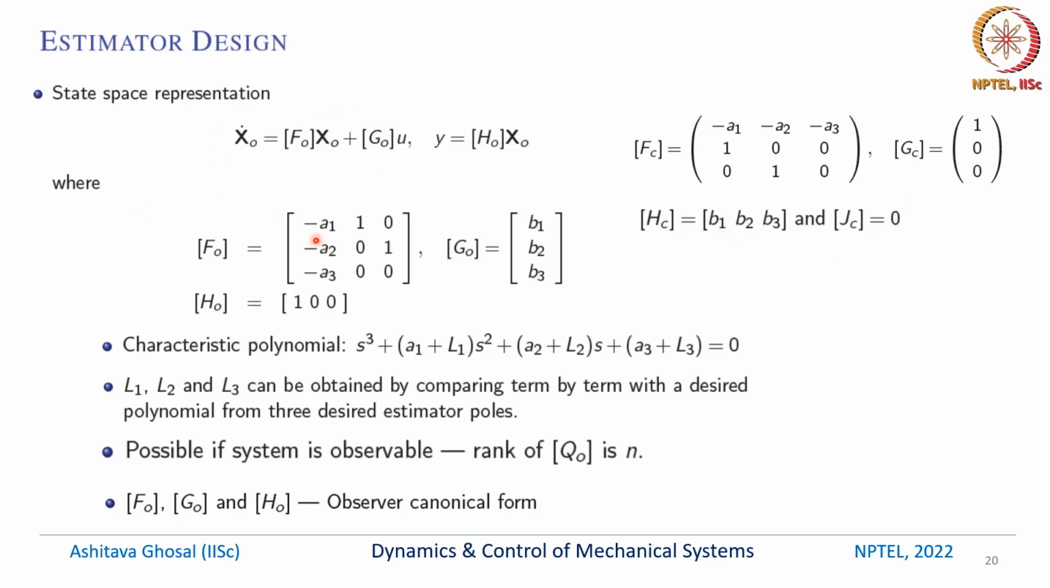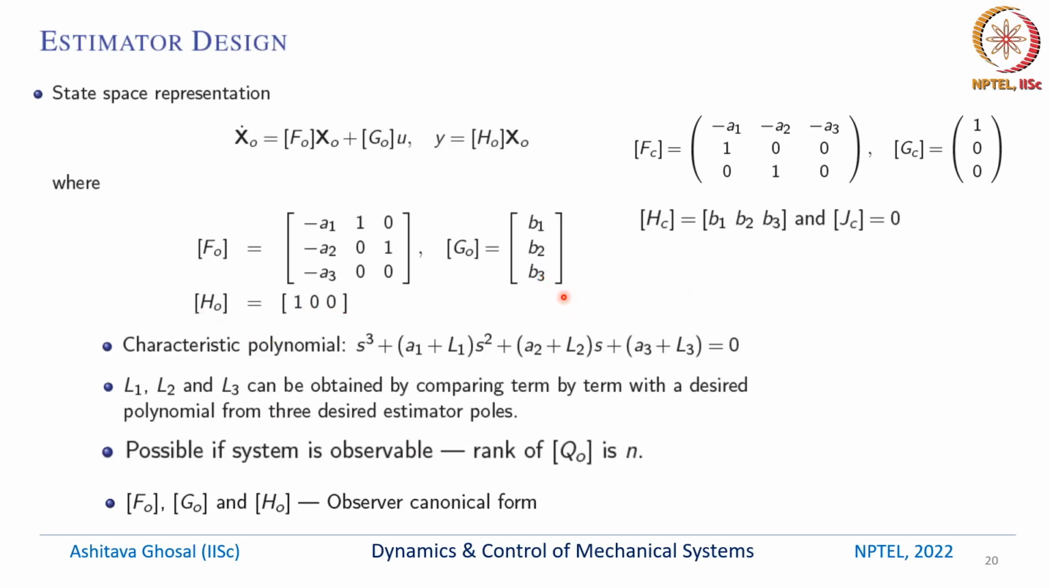But in the observer canonical form, the F matrix is minus A1, minus A2, minus A3. So here it was the first row, here it is the first column. The second column is 1, 0, 0, this is 0, 1, 0. Here the rows are like 1, 0, 0, 0, 1, 0. The G matrix in the observer canonical form is B1, B2, B3. And the H matrix is 1, 0, 0.